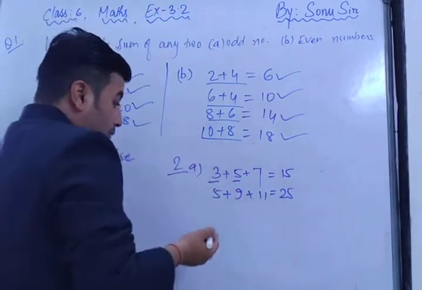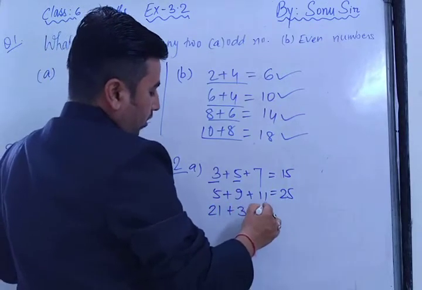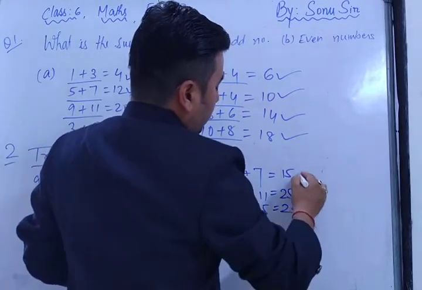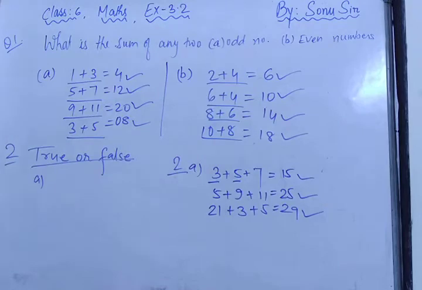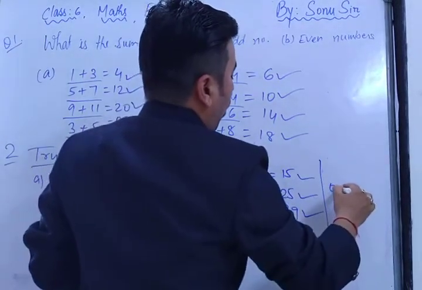After that take any more: 21 plus 3 plus 5. 5 plus 3 is 8, 8 plus 21 is 29. So what we are seeing is that by adding 3 odd numbers, the result we are getting is an odd number. It is not an even number, right? So we have seen that by adding 3 odd numbers, the result is an odd number.